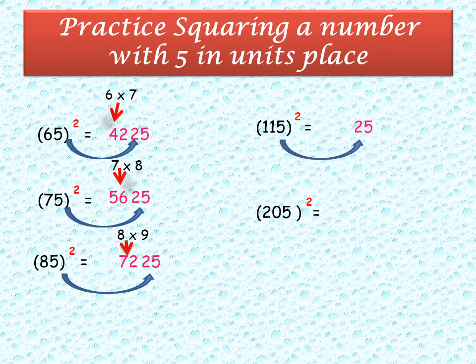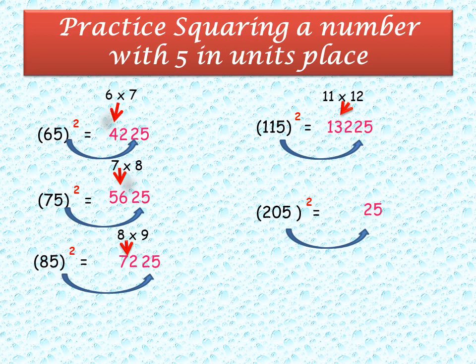Now let us see the square of 115. So 5 square we write as usual, that is 25, and now we write the product of 11 and 12 before 25. The product of this is 132. So the answer for 115 square is 13,225.